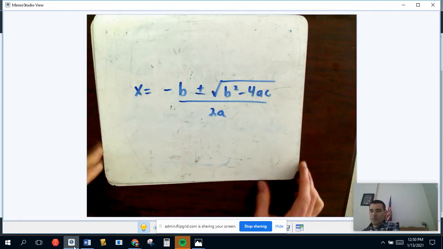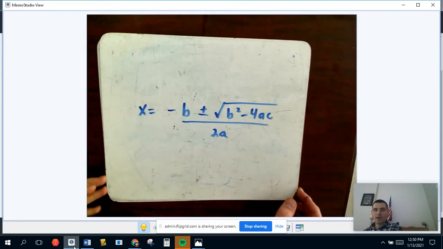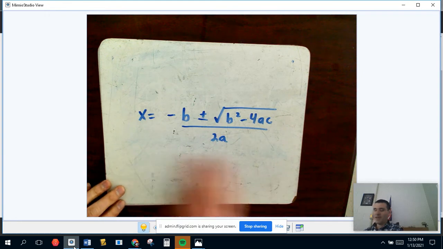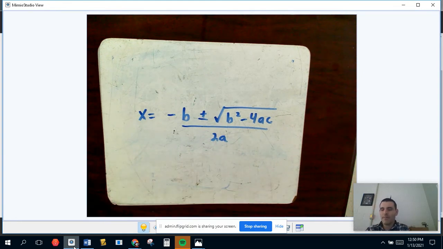Okay, quadratic formula. The quadratic formula is written here. It comes from completing the square on the standard form of quadratic equation. It's not that hard. If you understand complete the square, it's not that hard to derive. But that alone would take probably 10 minutes to go over. So we're just going to use it.